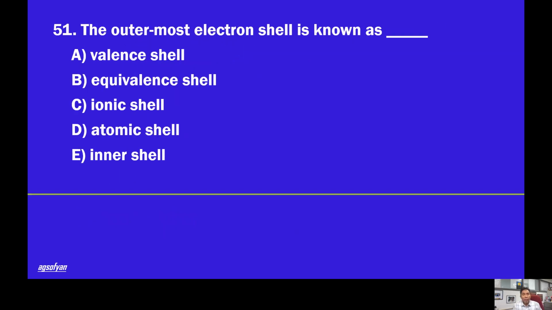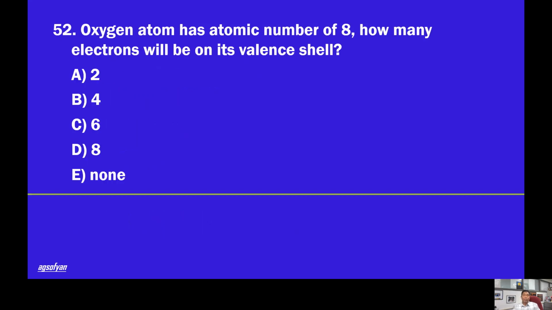Number 51. The outermost electron shell is known as A, valence shell, B, equivalent shell, C, ionic shell, D, atomic shell, E, inner shell. Choose your answer. A, yes, it is called the valence shell or the valence. So this is the outermost shell of an atom.